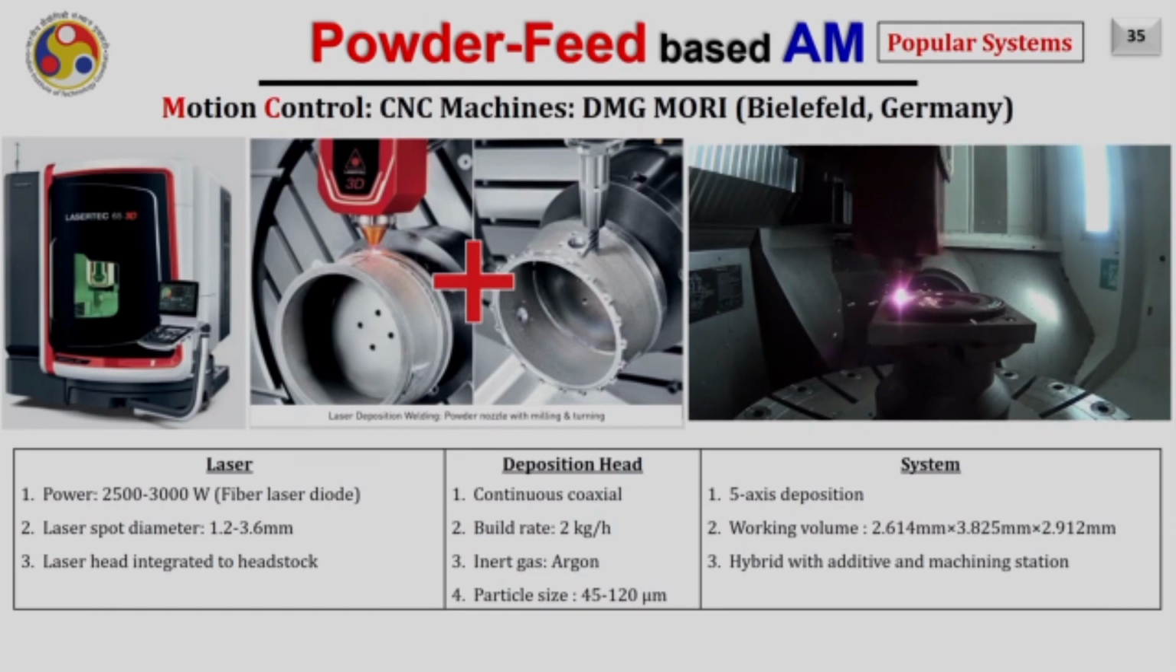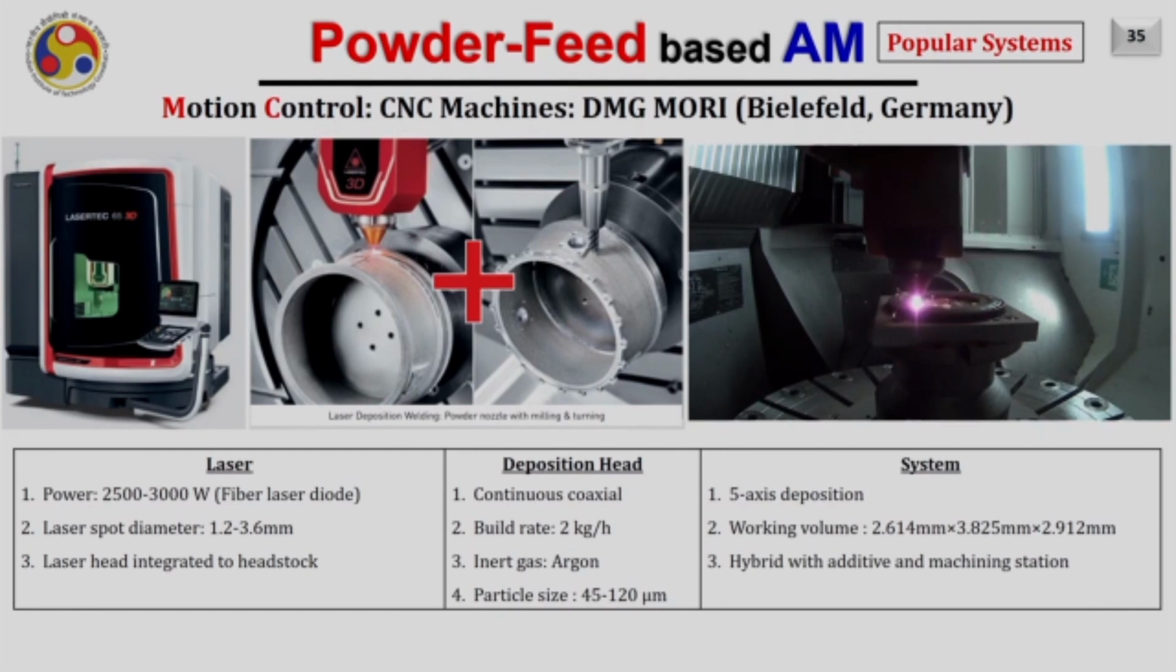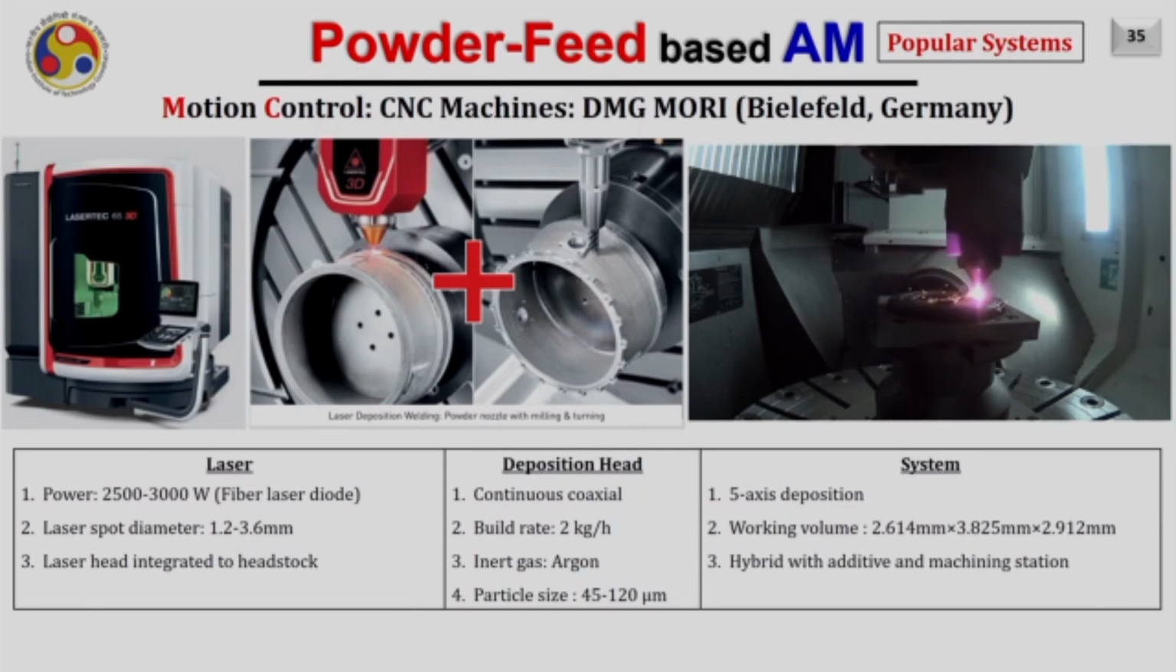They utilize a continuous coaxial deposition head because in their case they do not tilt the head, instead they tilt the component, as you will see very soon in this video also. The build rate is approximately 2 kg per hour and the inert gas used to protect the molten pool is argon. They utilize 5-axis deposition and the work volume is also very large. It is about 2.6 by 3.8 by 2.9 meter.